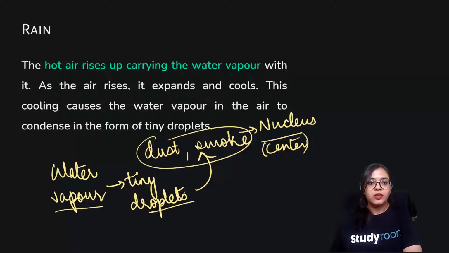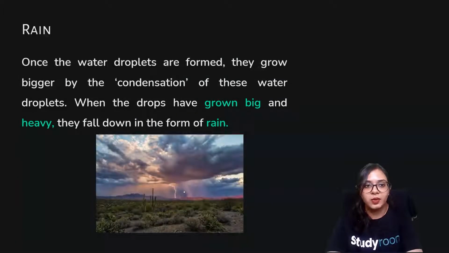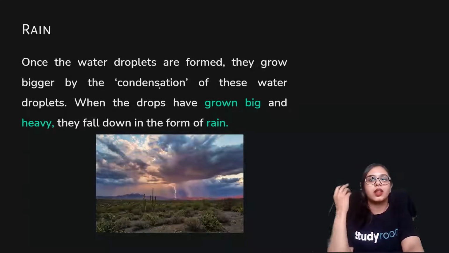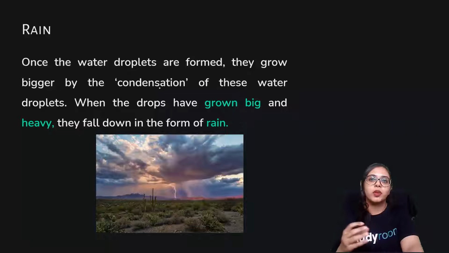So naturally when the air rises, it will expand and cool, and this cooling will cause water vapor to condense into tiny water droplets around these smoke or dust particles. Once the water droplets are formed, they grow bigger by condensation. Once these tiny droplets are formed, they grow bigger and bigger. So more and more water vapor keeps rising up.